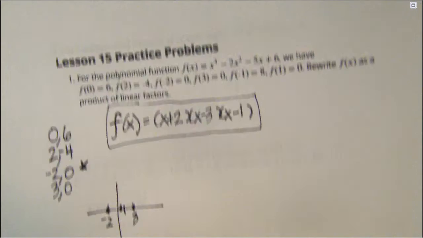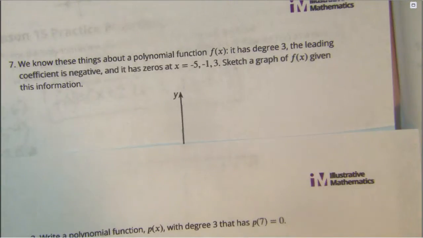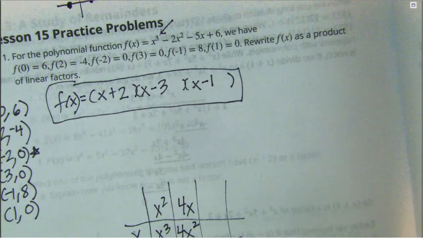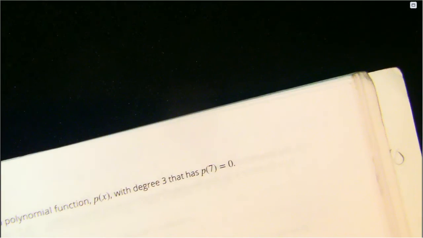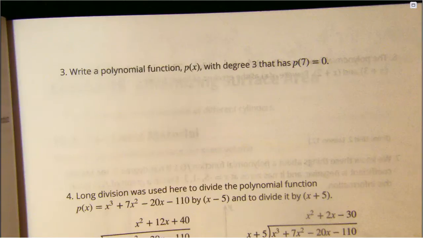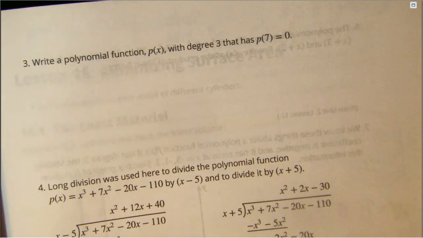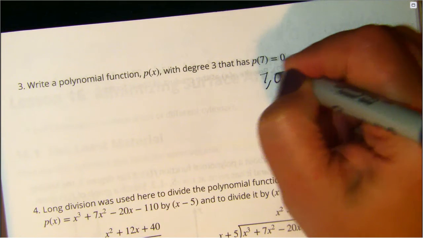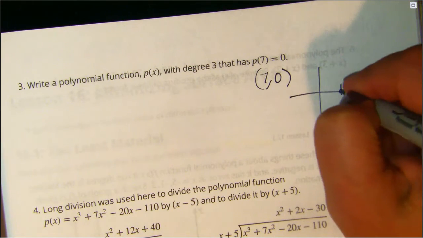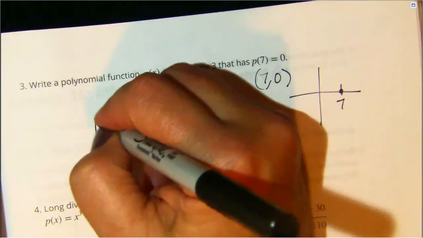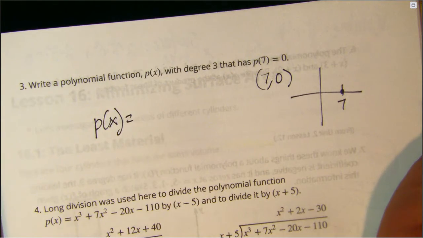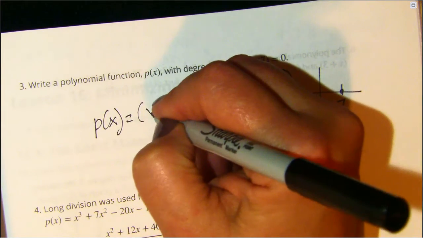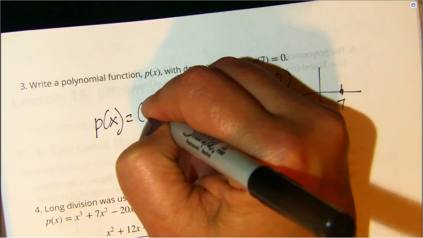All right. Number 3. Write a polynomial. I'm going to switch over to the book. Write a polynomial p of x with degree 3 that has p of 7 equals 0. So that means when x is 7, the output's 0. They're giving me one of the intercepts, 7, 0. So p of x, I'm assuming they're just going to let me pick the other two, right?